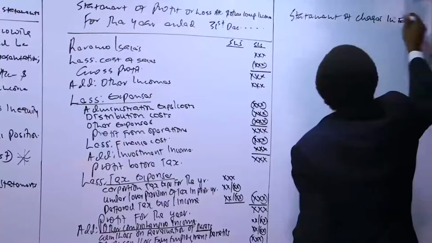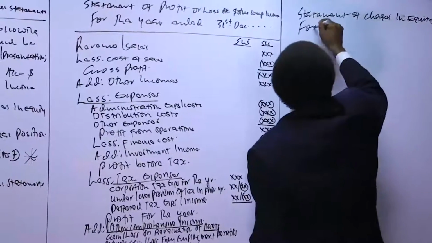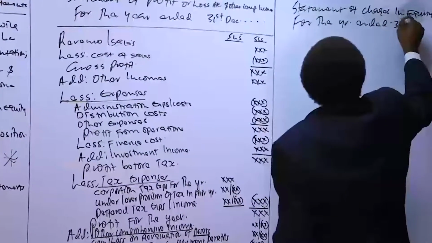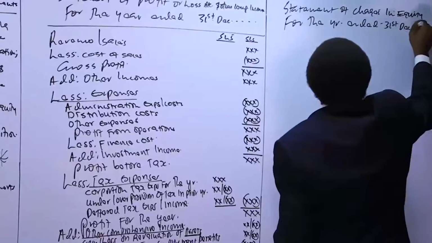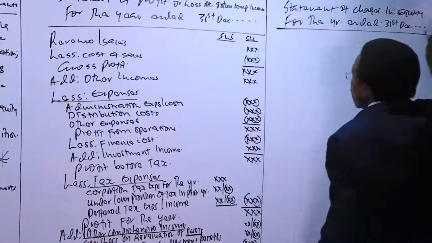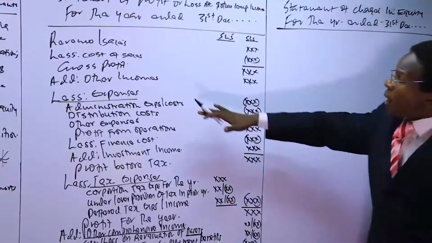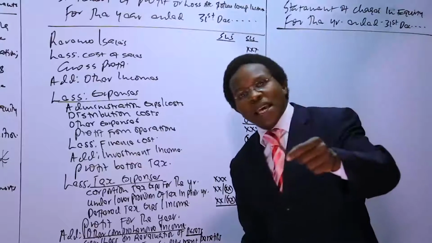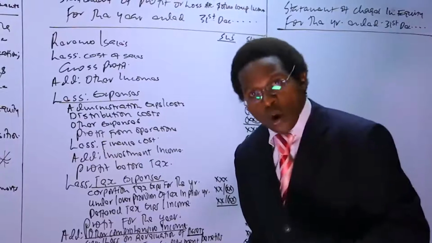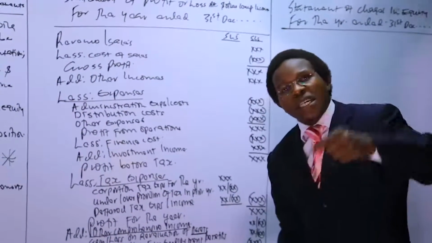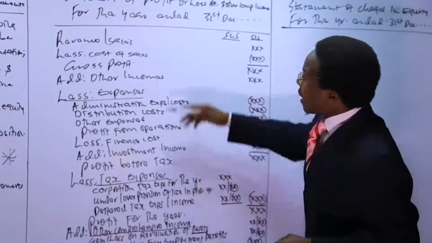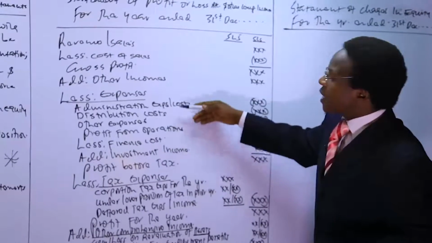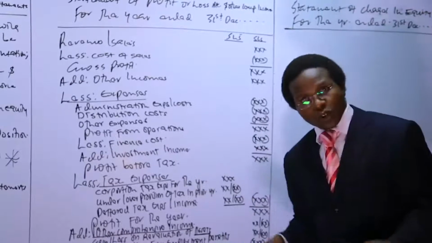Now, before I go even to that point, for the year ended 31st December, like that. Now, before I go to that extent, remember, we have prepared our statement of profit or loss by classifying expenses by function, where expenses have been grouped in various functional heads. That's the cost of sales, other expenses, admin expenses, distribution costs, finance costs.